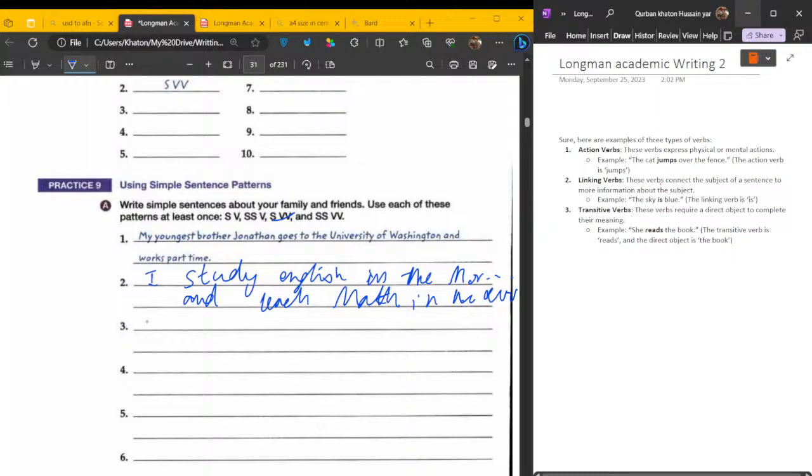SSVV. Okay. My sister and I do the chores together and read separately. So I did read separately, do chores together. Okay, so I did SVV, also finished. Minus remained SSVV.